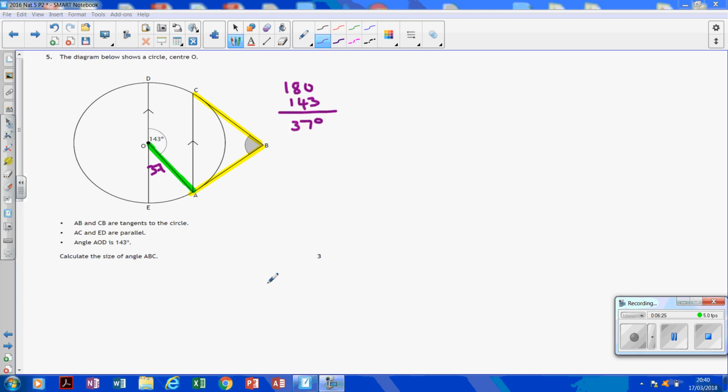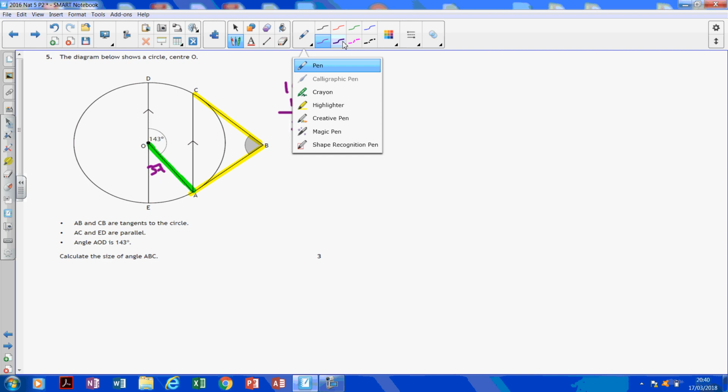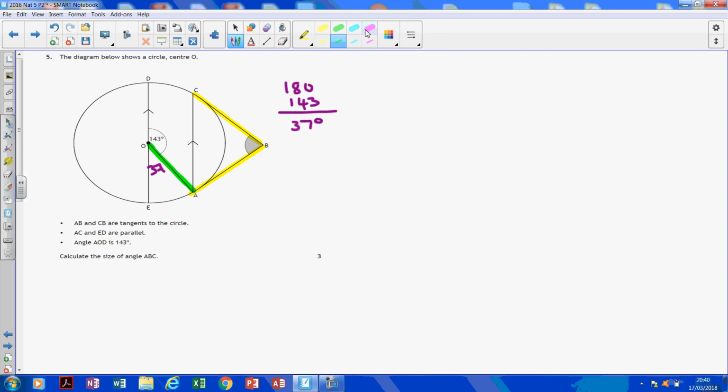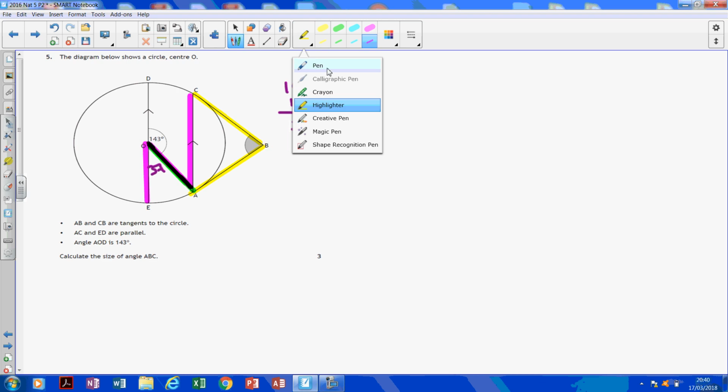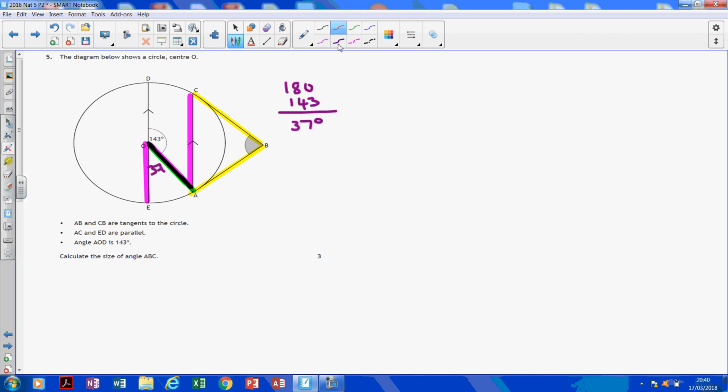Now, what can I look for now? There are parallel lines, so we look for Z shapes or F shapes. Now I'm going to pick out a Z shape. I'll highlight it so that you can see what it is. So there's a Z shape coming from there, across that radius and up to there. So that means that those two angles underneath that Z are exactly the same. So if that's 37, that bit there has got to be 37 in here also.